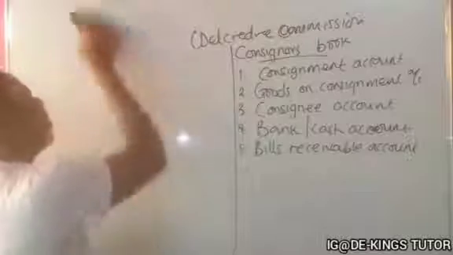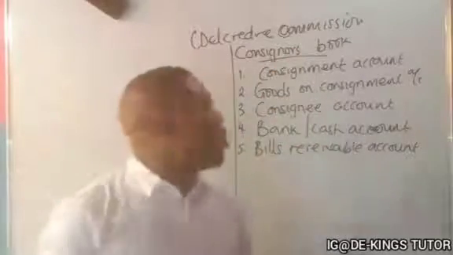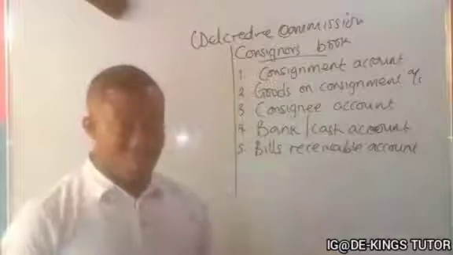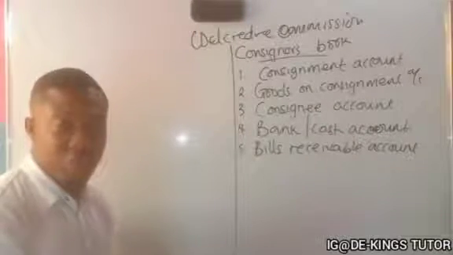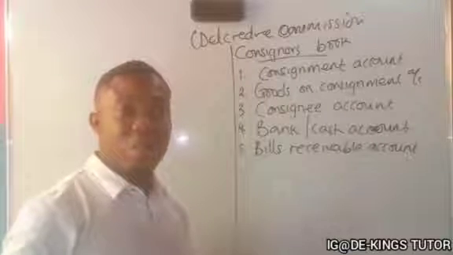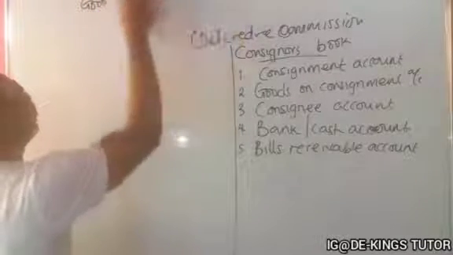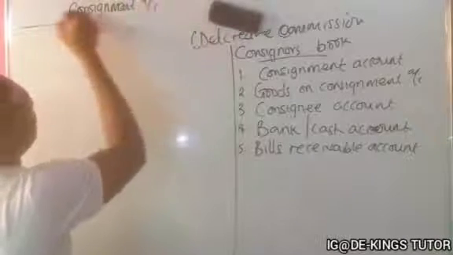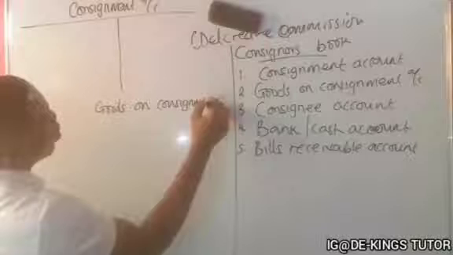Now I'm going to use an illustration to show how all this will be done. When the consignor sends goods to the consignee, once he has sent the goods, it's going to affect two accounts as regards our double entry principle. One account will be credited and another debited. Once he sent the goods, because that's the first stage, the first process, you open the consignment account and the goods on consignment account.